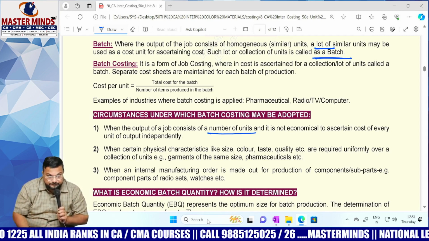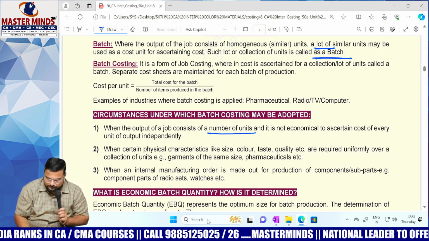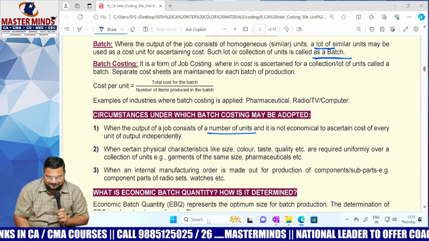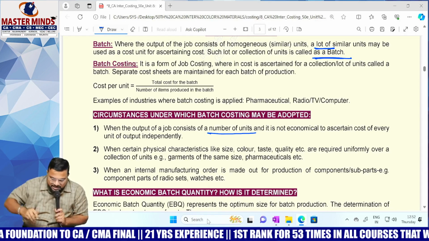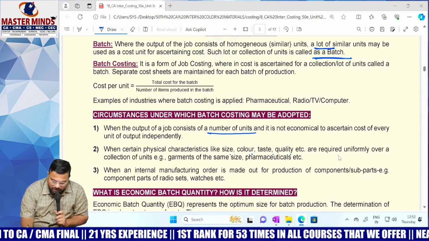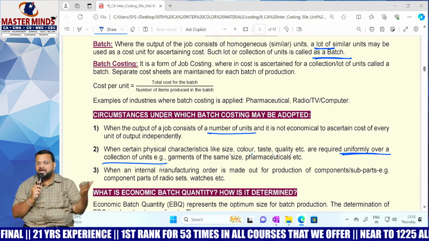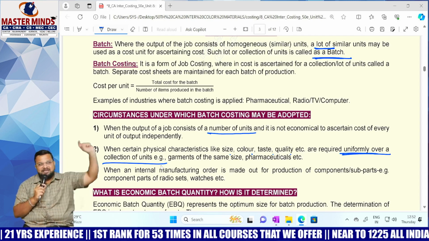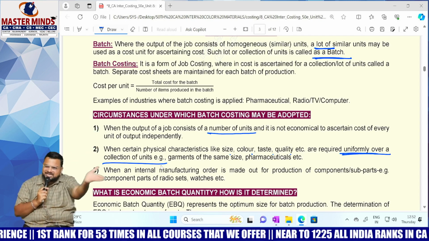When certain physical characteristics like size, color, taste, quality, etc. are required uniformly over a collection of units, for example garments. When I need to manufacture 100 red color cars, I will set the machine only once and I will try to produce 100 cars at a time.